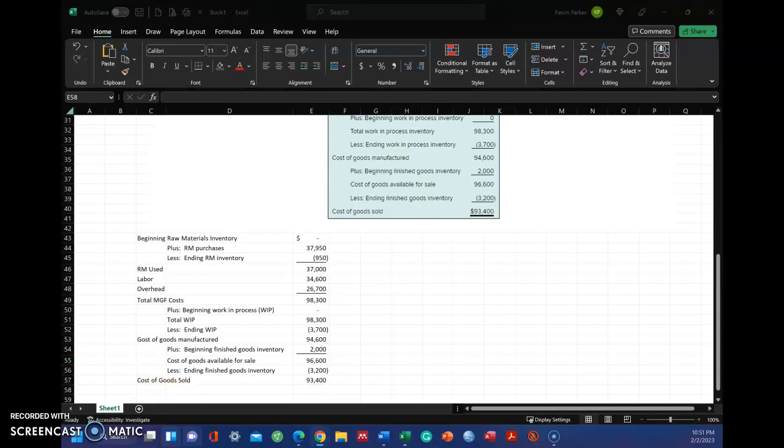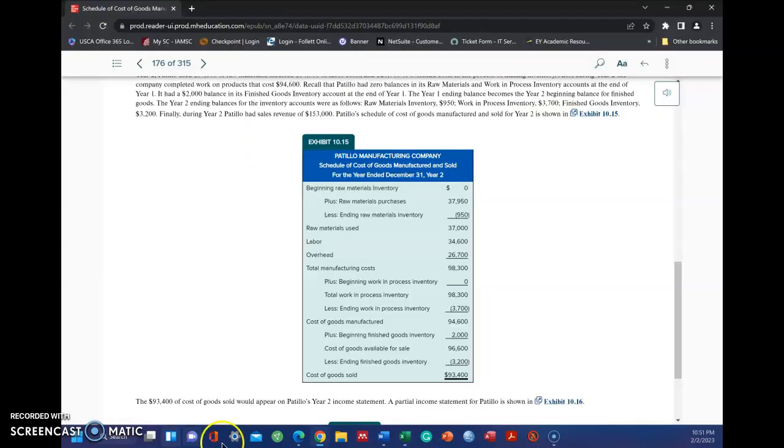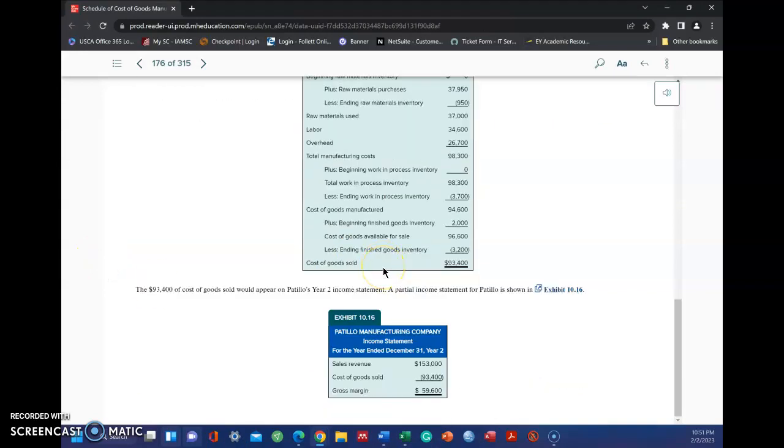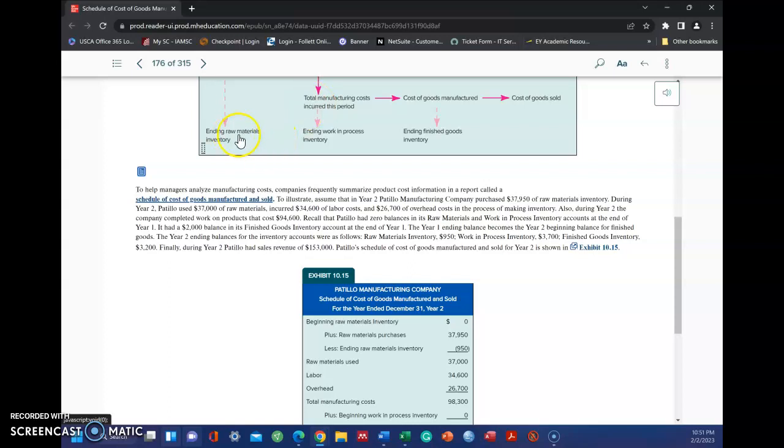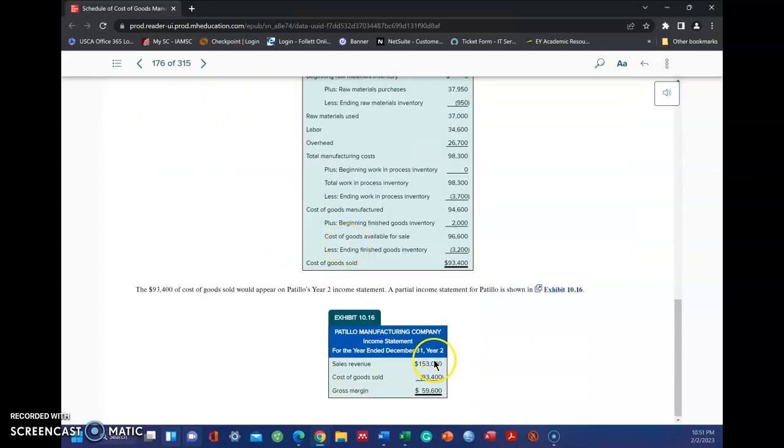I'm going to actually bring the book over, and we're going to go down to the next one. Let's look at the income statement. Well, it said here, sales revenue, didn't it? Right here, 153. Sales revenue minus cost of goods sold. Right there. So one statement leads to another statement. Cost of goods sold right there, and that gives us gross margin.